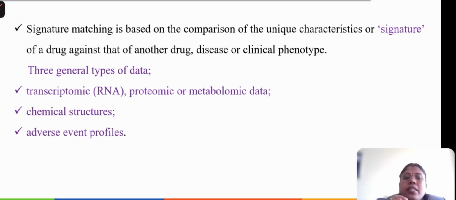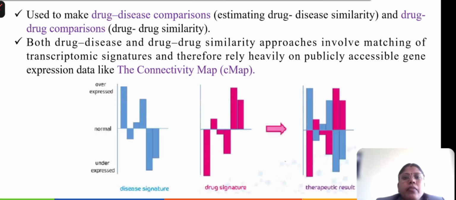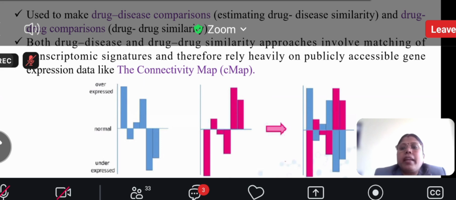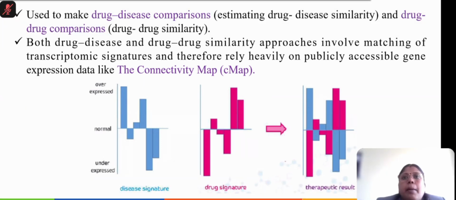It may be adverse event profile. So these unique characters you can map between drug and drug or drug and disease. That is called signature matching. It is used to make drug-disease comparisons, that is estimating drug-disease similarity and drug comparisons. As I told you, drug similarity.